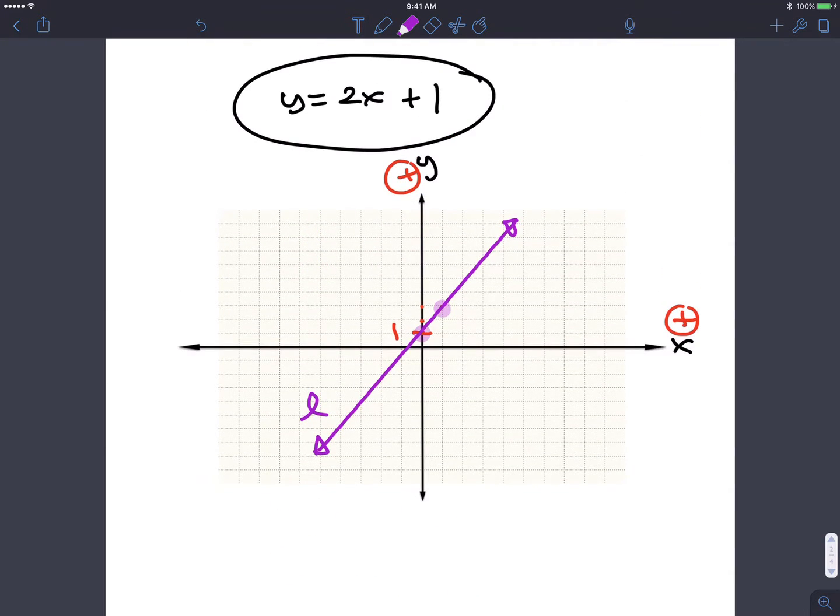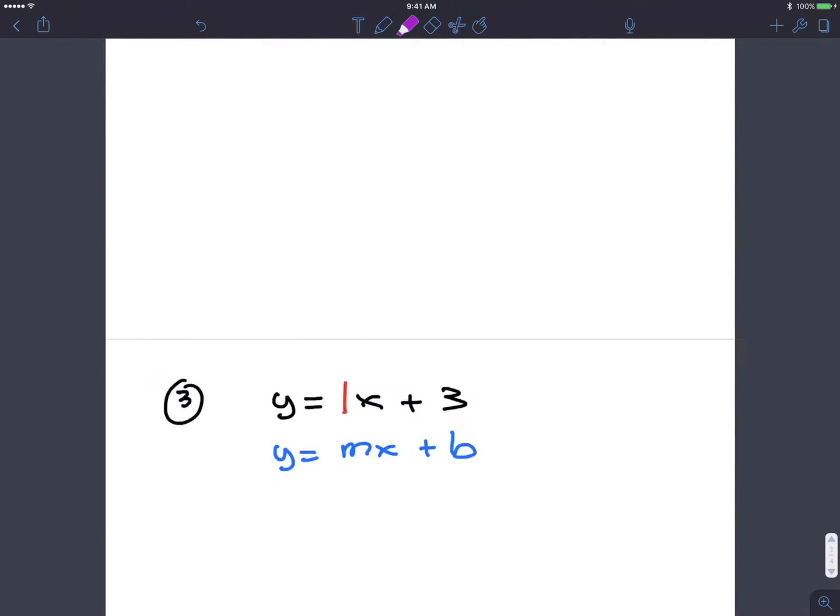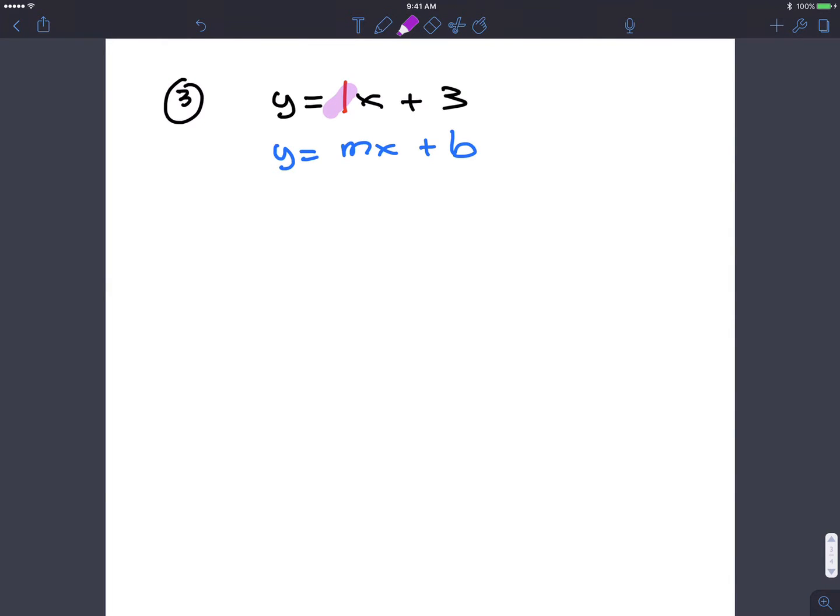Number 3. y equals x plus 3. Now, we're going to use slope-intercept form. The number in front of x, we say there's no number, but there really is. It's a positive 1. So if we use the same system, my slope here is a positive 1. My y-intercept is at positive 3.